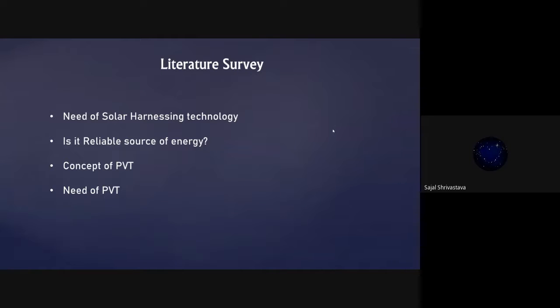So the need for solar harnessing technology is that, as I have told earlier, only a specific amount of energy is absorbed by the solar panel, and the remaining amount raises the temperature of the solar panel. As the temperature of the solar panel rises, its efficiency decreases, as the power output of the solar panel decreases.